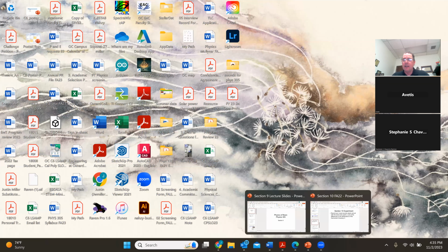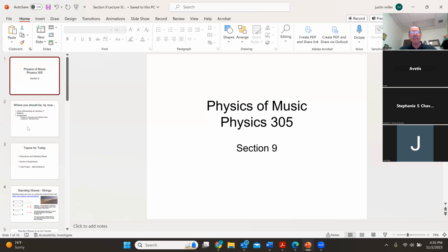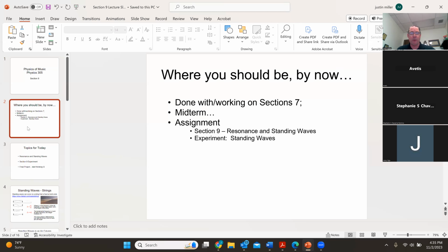Boom, do that. Open this. There we go. All right. So at this point, yeah, we're through section 7. Section 8 was really the midterm.